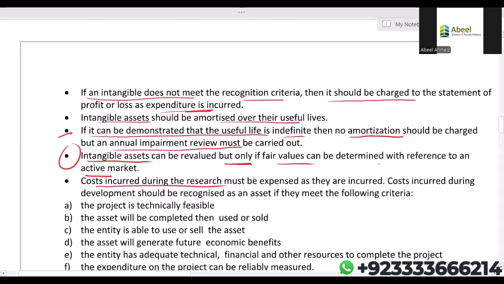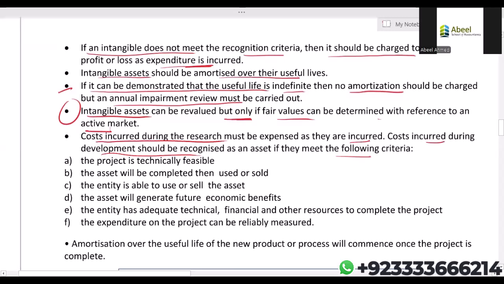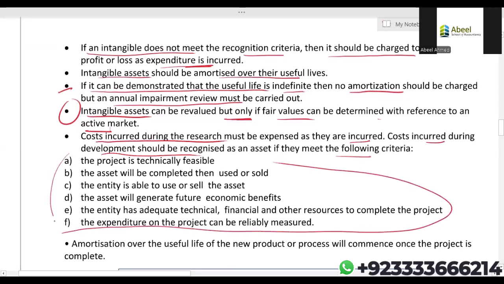Costs incurred during the research must be expensed as they are incurred. Costs incurred during the development should be recognized as an asset if they meet the following criteria. Student, number one, you should understand this criteria, plus you should memorize the criteria. So costs incurred during the research must be expensed as they are incurred. Costs incurred during the development should be recognized as an asset if they meet the following criteria.